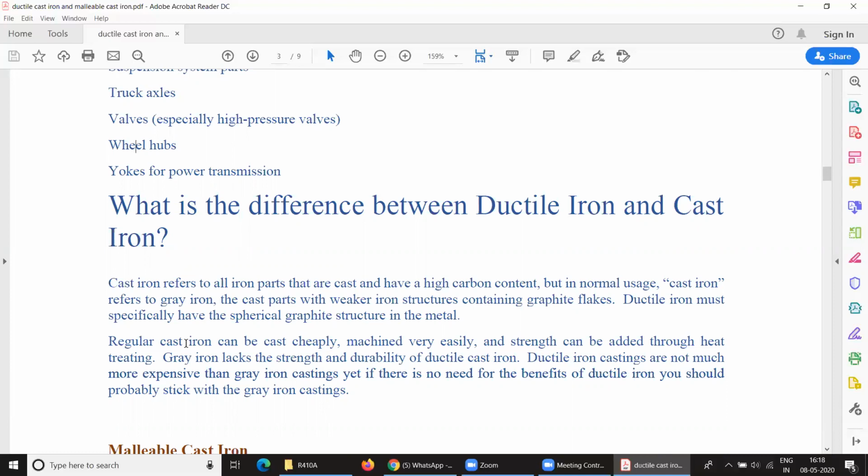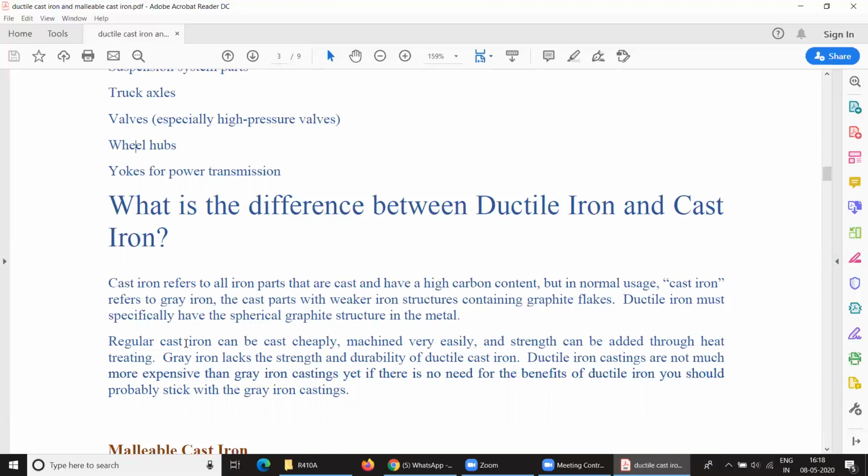So what is the difference between ductile iron and cast iron? This is also a very common question which is asked in various interviews and other places. Cast iron refers to iron parts that are cast and have high carbon content. But in normal usage, cast iron refers to grey cast iron or grey iron, the cast parts with weaker iron structures containing graphite flakes. Ductile iron must specifically have spheroidal graphite structures in the metal.